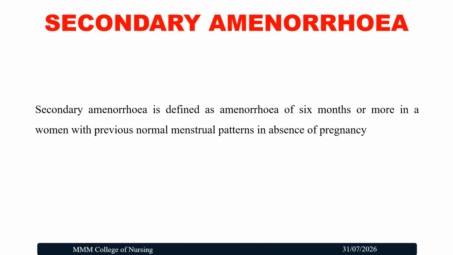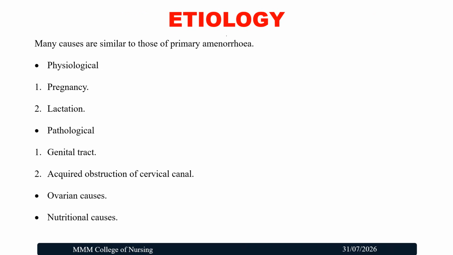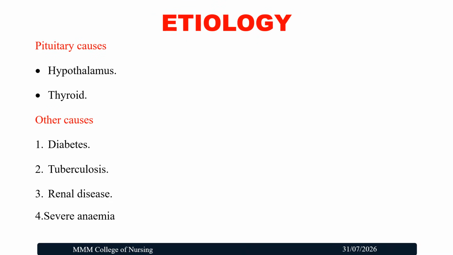Coming on to the next clinical type of amenorrhea, that is secondary amenorrhea, which is defined as amenorrhea of 6 months or more in a woman with previous normal menstrual patterns in absence of pregnancy. The etiology: physiological causes may be pregnancy and lactation. The pathological causes are genital tract disorders, acquired obstructions of the cervical canal, ovarian causes, nutritional causes. Pituitary causes may be due to the hypothalamus and thyroid, and other causes are diabetes, tuberculosis, renal disease, and severe anemia.